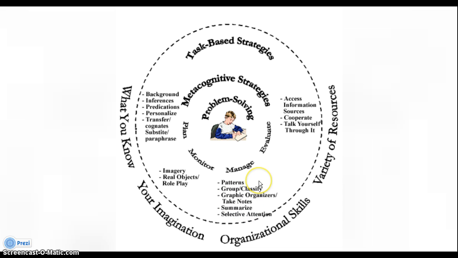Organizational skills, recognizing patterns, putting things in groups, classifying, using graphic organizers, taking notes, summarizing, selective attention, knowing what to look at. And then last, the variety of resources. How can I access other information about the same thing? The example you have here is you're watching this video, but you also have your textbook, and then in your activity I'll send you even other places. How to cooperate with other people to learn, how to talk yourself through it.